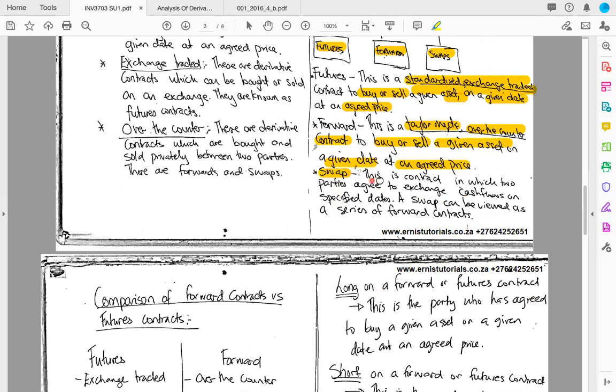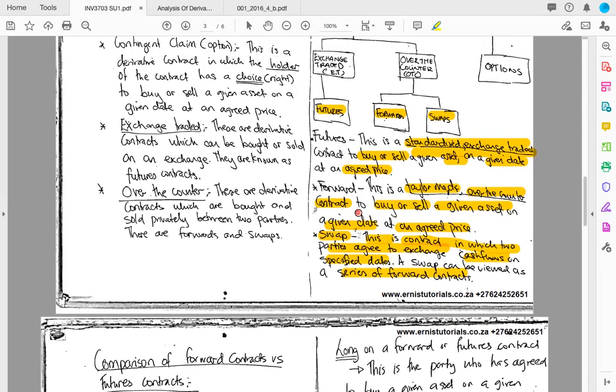And we're also going to look at swaps. And a swap, this is a contract in which two parties agree to exchange cash flows on specified dates. So a swap can be viewed as a series of forward contracts. So we're also going to look at swaps in details. With swaps, you just have you and the dealer, and you agree that after a certain number of months or years, you're going to be swapping certain cash flows. So those certain cash flows can be based on different assets that you agree on.